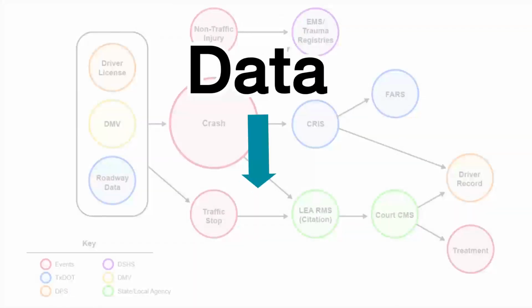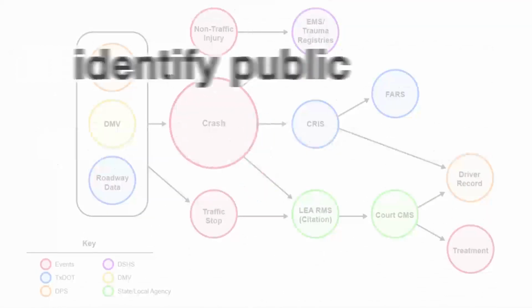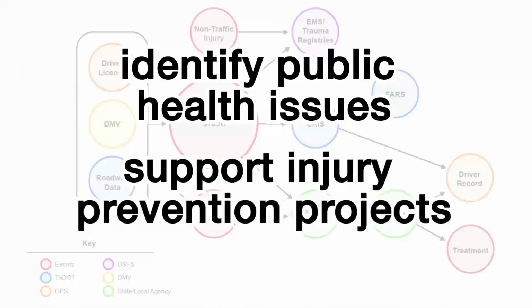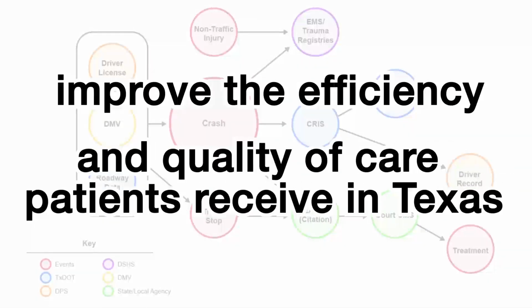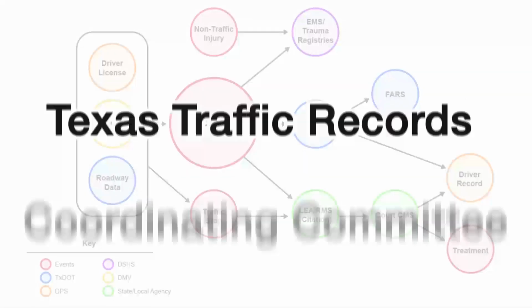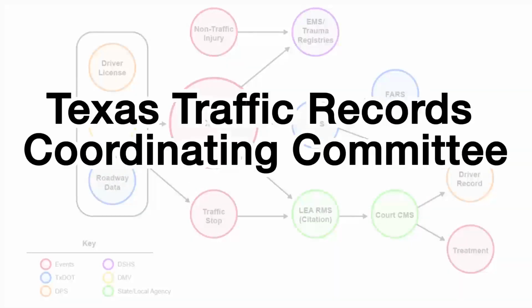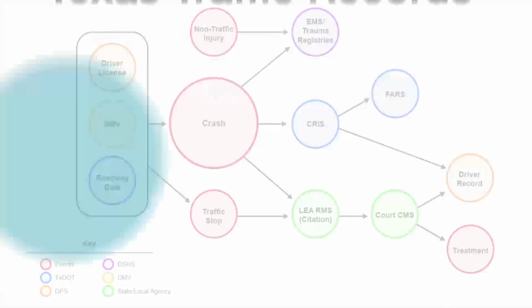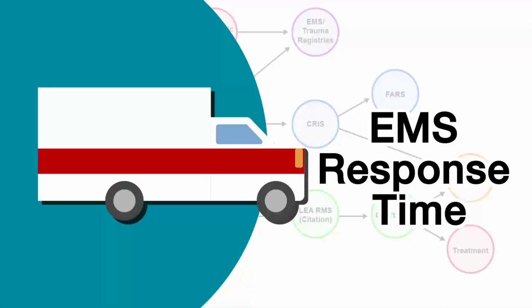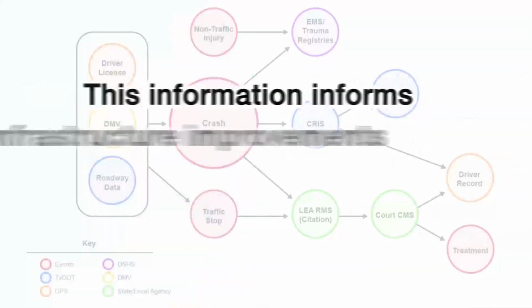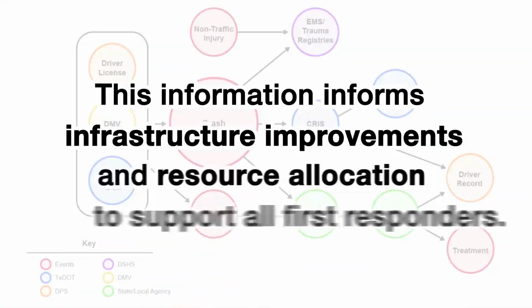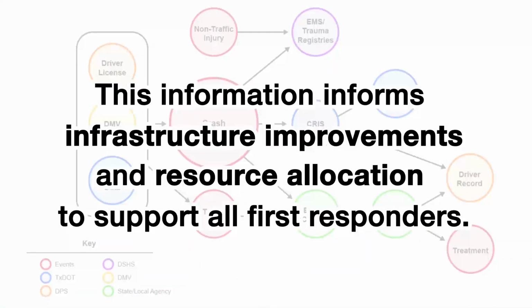Data is used to perform epidemiological investigations to identify public health issues and support injury prevention projects, which ultimately improve the efficiency and quality of care that patients receive in Texas. This data is used by the Texas Traffic Records Coordinating Committee to investigate a variety of traffic safety-related issues, including the examination of EMS response time and impacts of not getting individuals involved in crashes to trauma hospitals within the golden hour. This information informs infrastructure improvements and resource allocation to support all first responders.